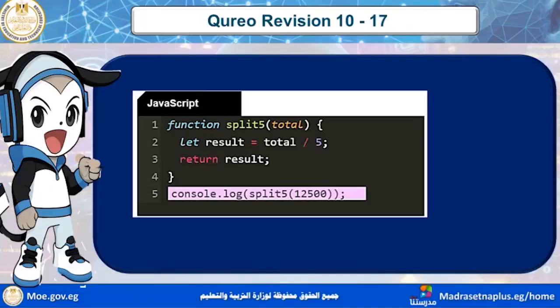So we have here a number of steps we should remember. Write the keyword function, then the name of the function, and in between the parentheses we should write the value. Take the value of total divide 5 and then return the result, and then we have to finish this part.